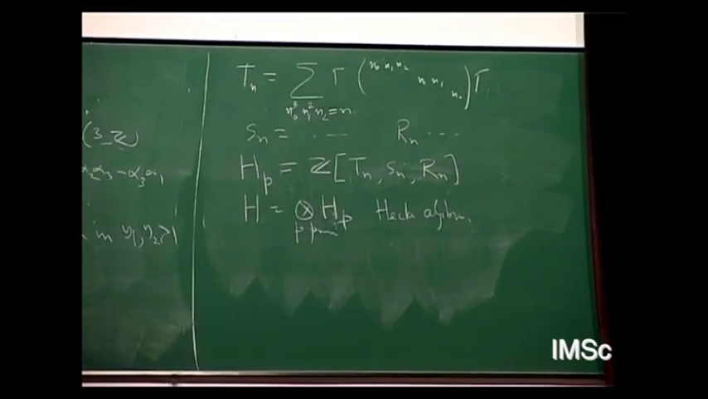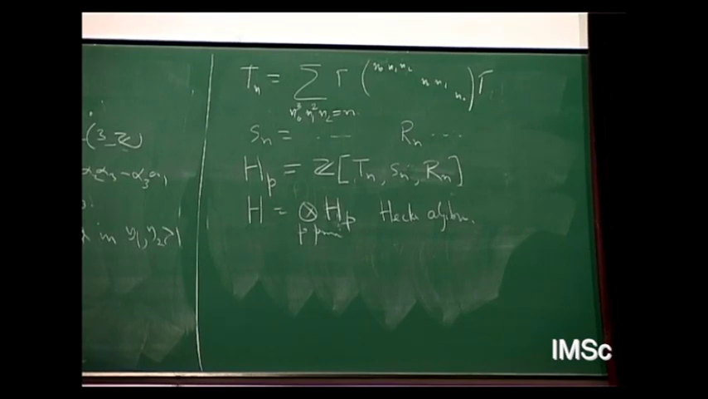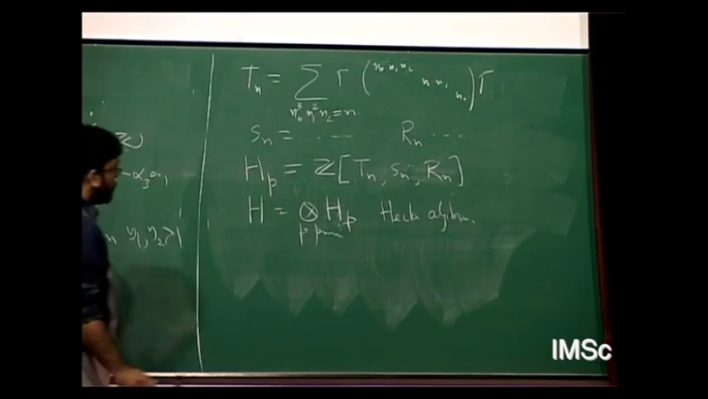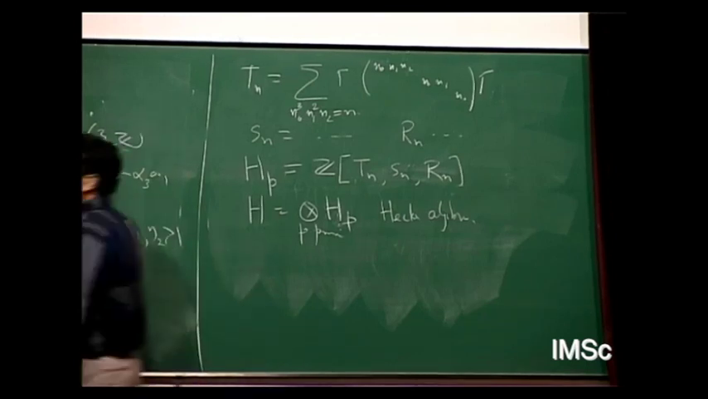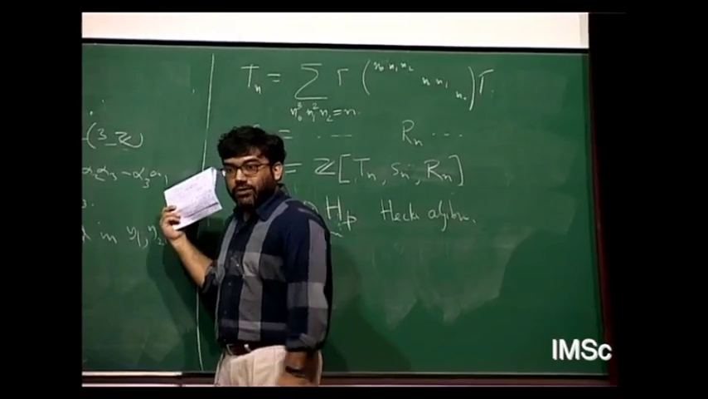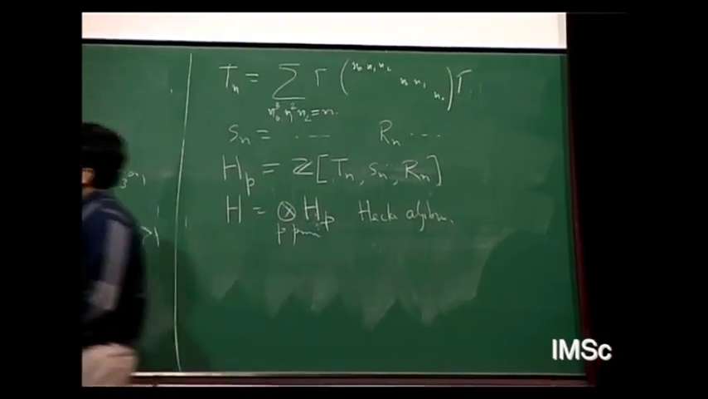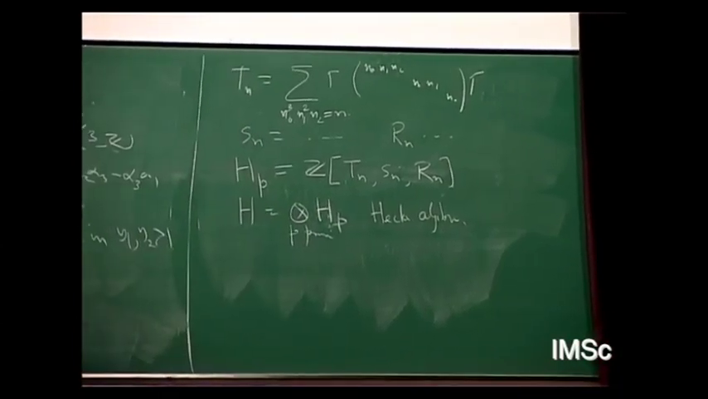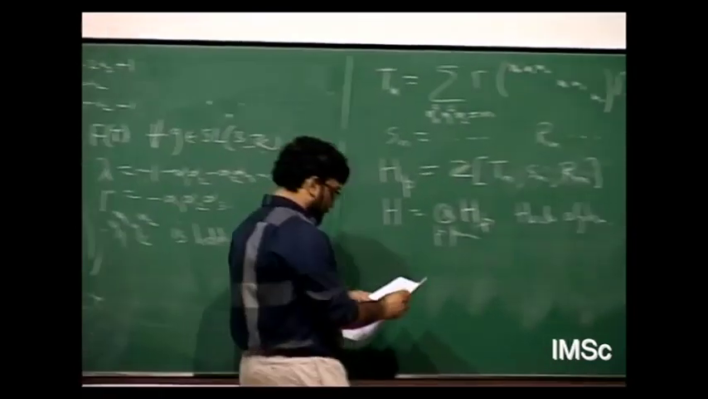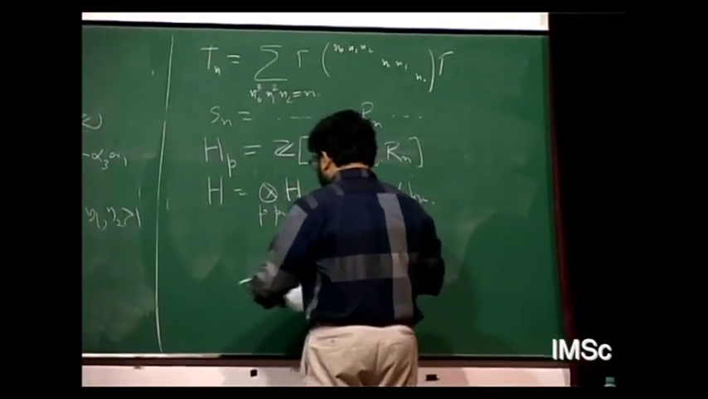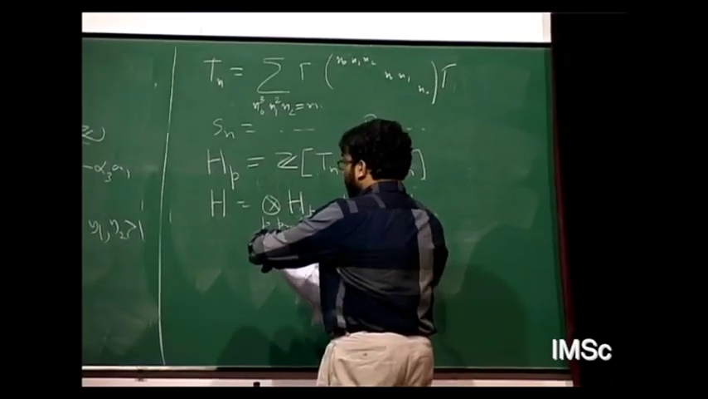So that space will have a basis consisting of simultaneous eigenfunctions of all the Hecke operators. They also commute with these two operators. So that's how you end up with a basis of functions which satisfy all these. Moreover, they are eigenfunctions of all the Hecke operators. And that's the definition of a Hecke Maass cusp form for SL3(Z).